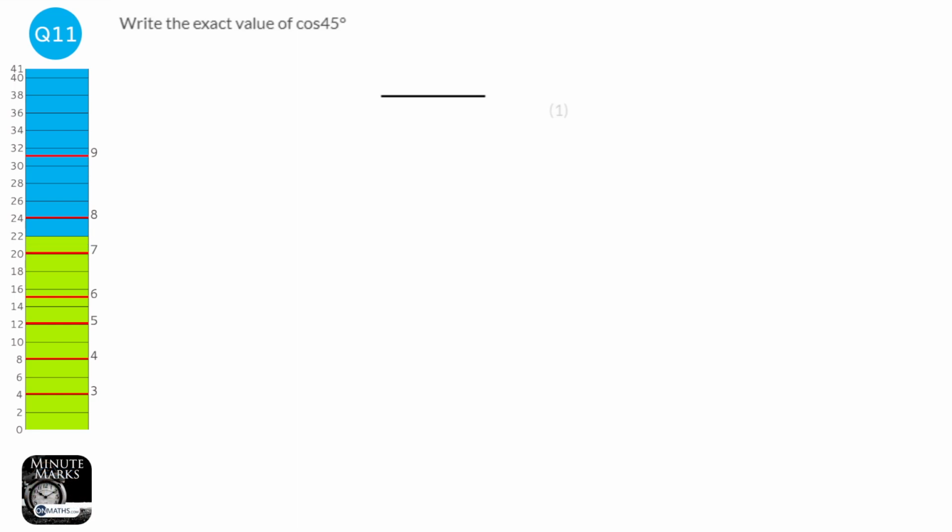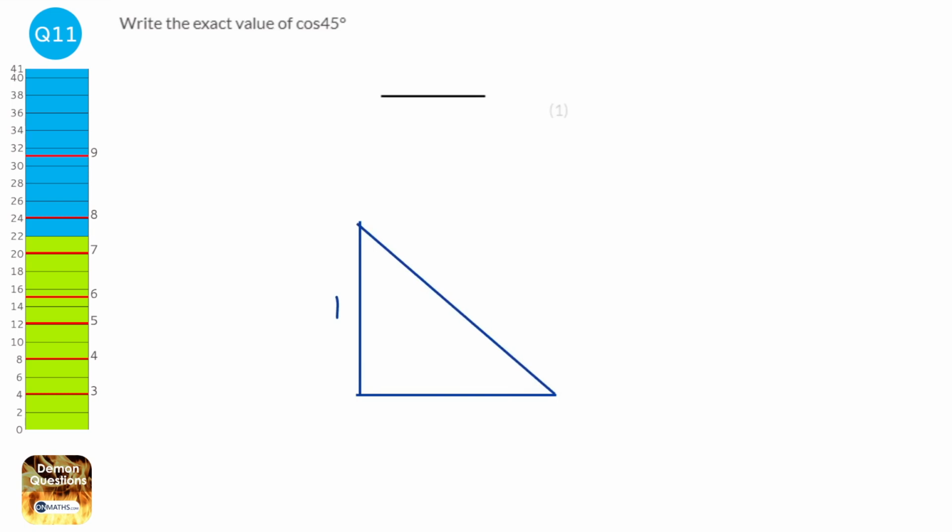So to answer this question, you need to just know the answer off by heart. There is a diagram that can help us actually get there. And if we just draw a right angle triangle and put the lengths as 1, now right angle here, we can use Pythagoras, a squared plus b squared equals c squared, to work out the fact that this is going to be root 2.